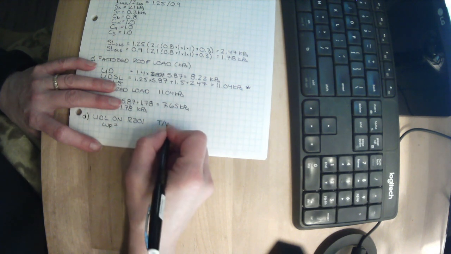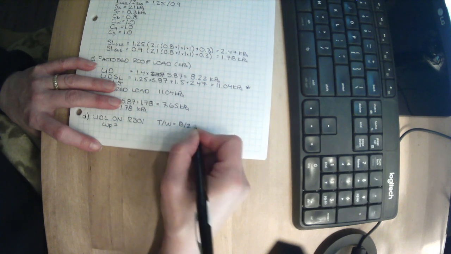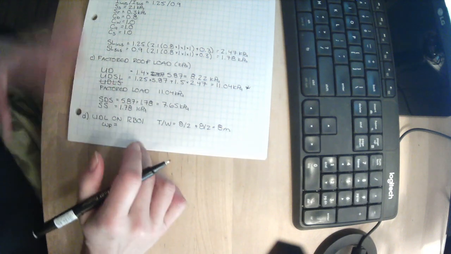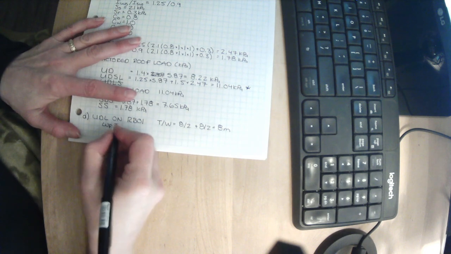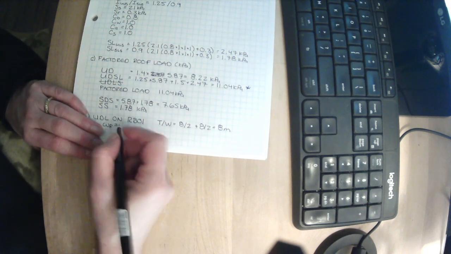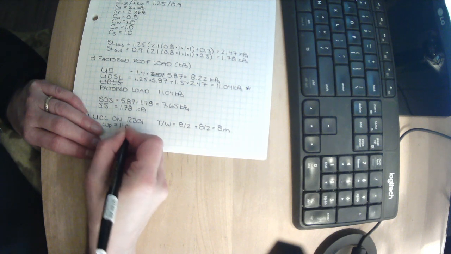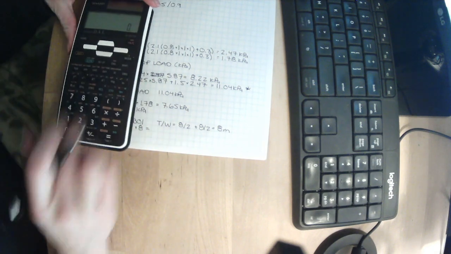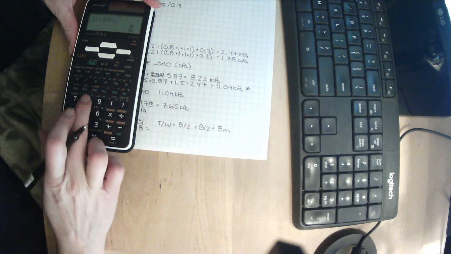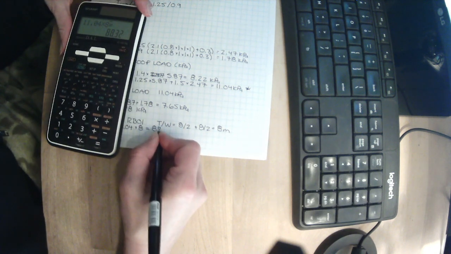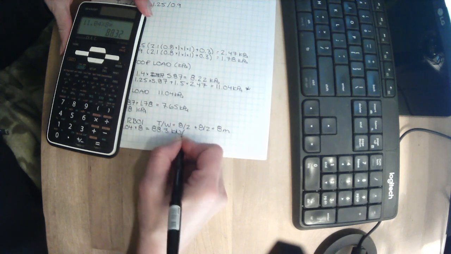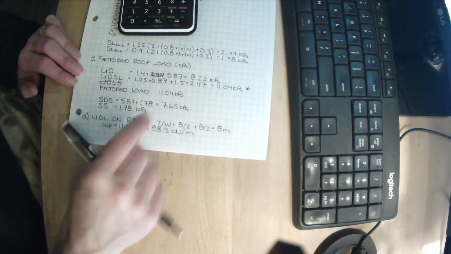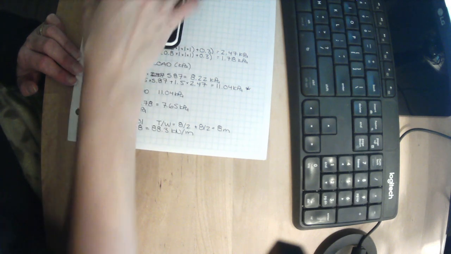And so we've got a tributary width of 8 divided by 2 plus 8 divided by 2, or 8 meters. Because that beam is picking up 4 meters from one side and 4 meters from the other. So our uniformly distributed load on this is going to be 11.04 times 8 meters. Let's calculate this. 11.04 times 8 is 88.3 kilonewtons per meter. So what we're saying, along every length of this beam, it's supporting 88.3 kilonewtons.